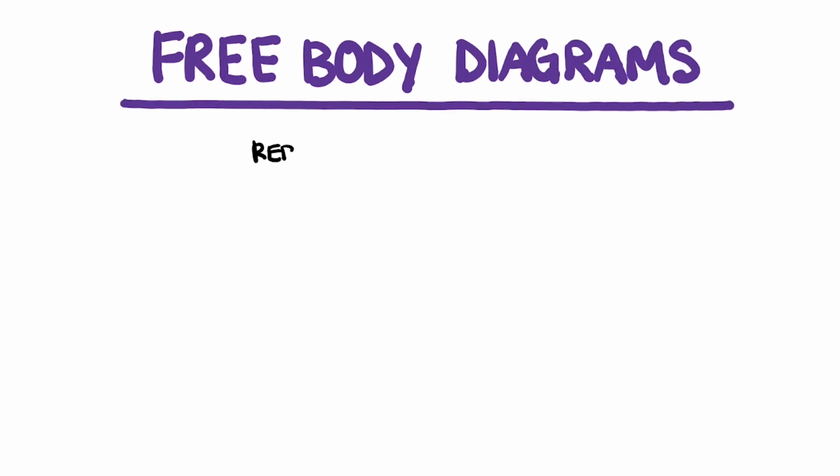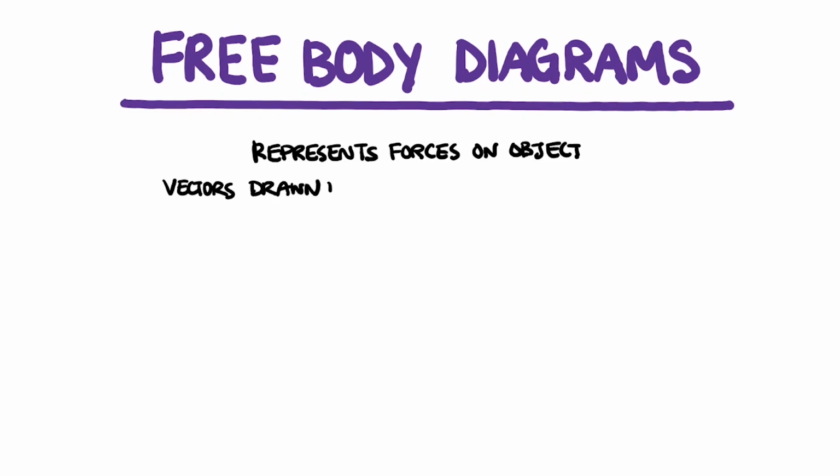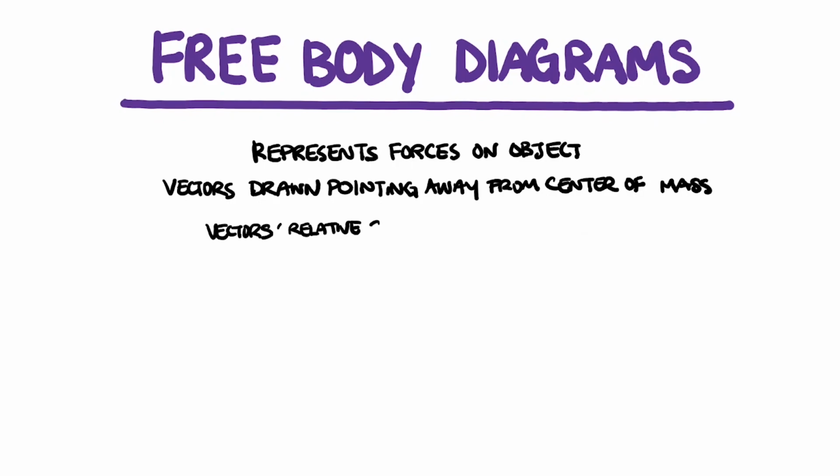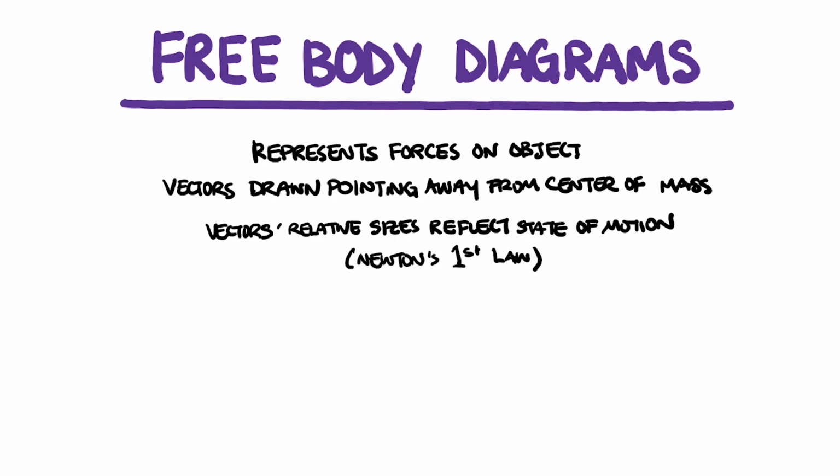Wonderful! We've now covered some common examples of constructing free body diagrams to visualize and represent the forces acting on an object. Though force vectors are drawn pointing away from an object's center of mass, it's still important to recognize where the force truly acts on a three-dimensional object. Additionally, it's important that the force vectors are drawn such that their relative sizes reflect their state of motion according to Newton's first law. To do so, we can separate the horizontal and the vertical motions, allowing us to analyze the horizontal and vertical force vectors separately.